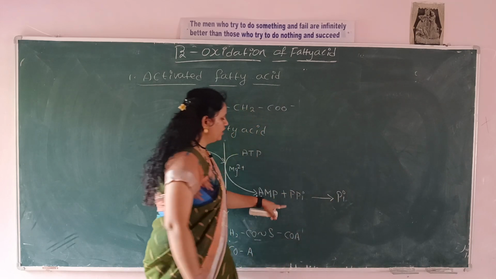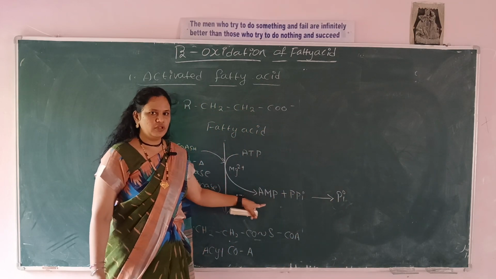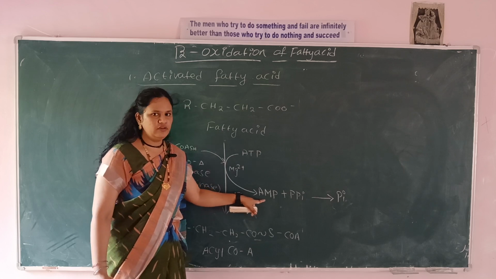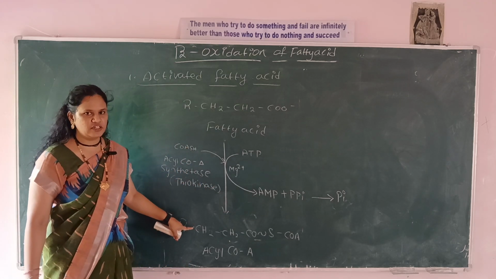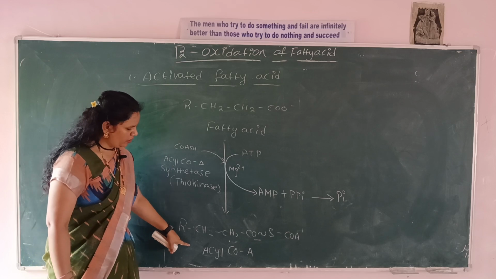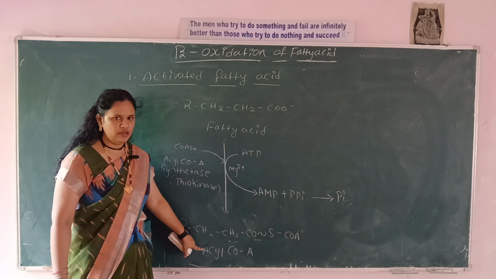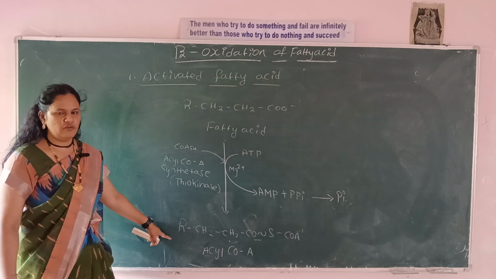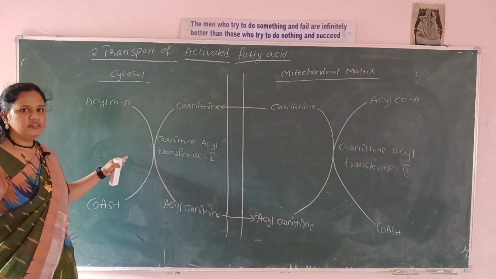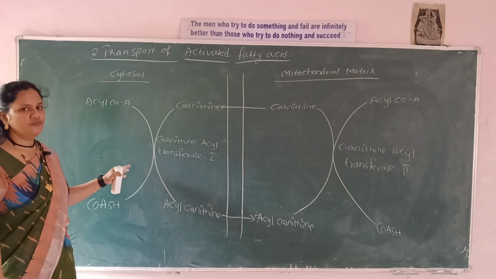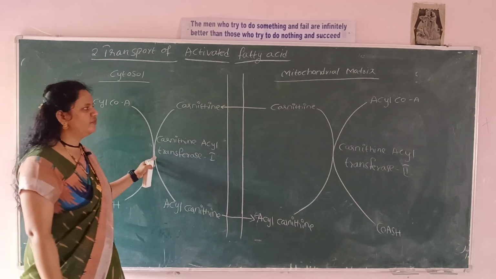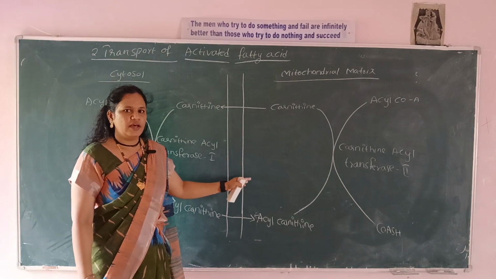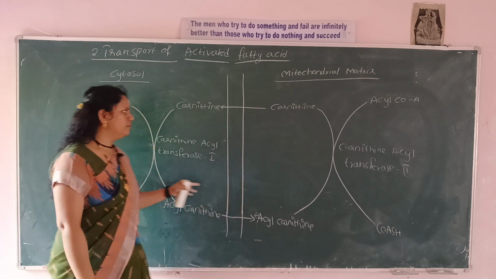The energy produced during the hydrolysis of pyrophosphate helps drive this reaction, and the activated form of fatty acid, acyl CoA, will enter stage 2 of the beta oxidation of fatty acids. Next we will see stage 2, where the activated fatty acid is transported into the mitochondrial matrix.